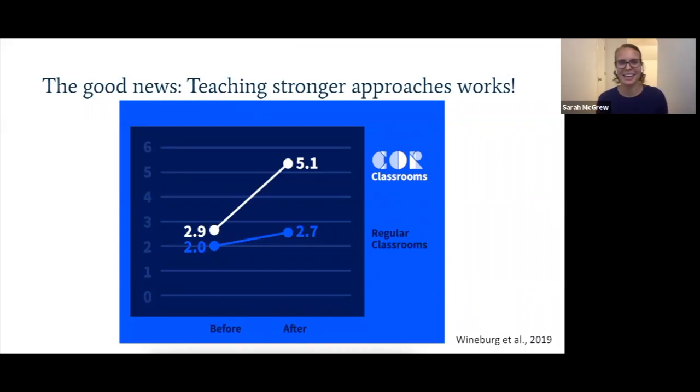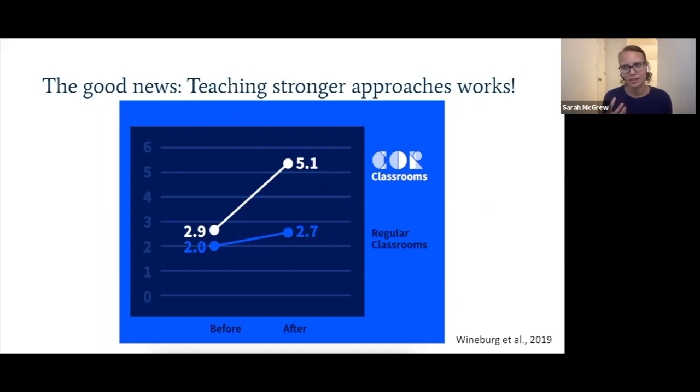So the good news is that teaching stronger approaches, and explicitly addressing misconceptions about how to evaluate online information, works. I've done several studies in the last few years with high school and college students. And teaching those stronger approaches, explicitly addressing misconceptions, results in students being better at evaluating online information.